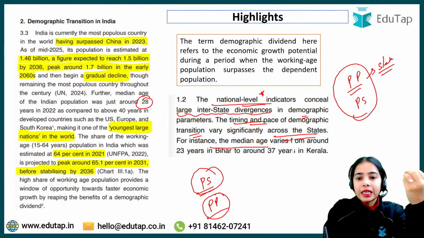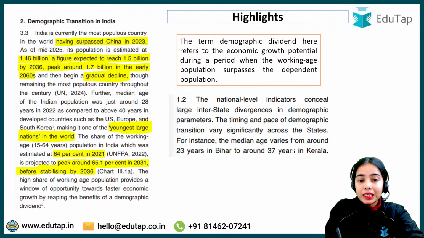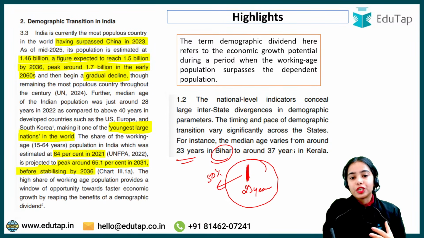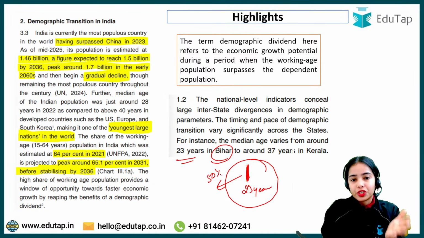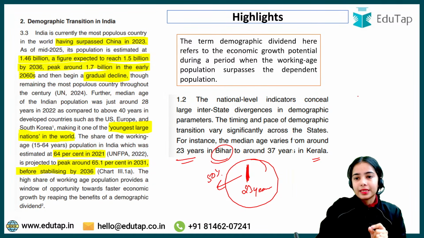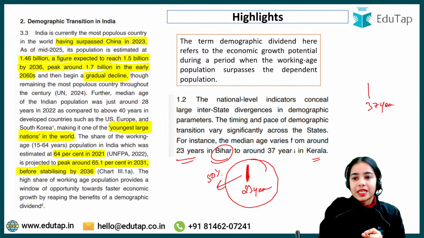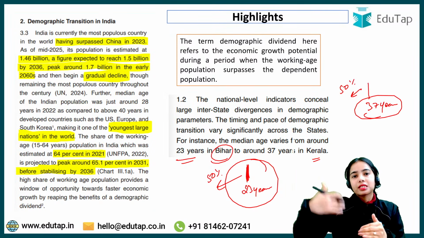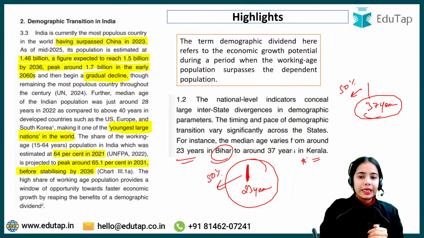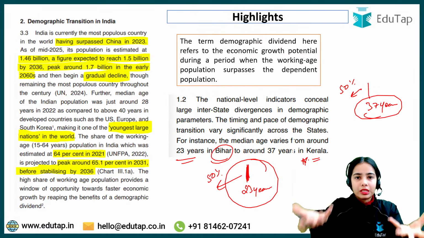For instance, the median age varies from 23 years in Bihar. That means 50% of the population is below 23 years in Bihar. Bihar has a very young population and a huge working age population. While Kerala has a median age of 37 years. So 50% of the population is below 37 years, and Kerala has an aging population right now. So this is the idea, that there are high differences among the states.